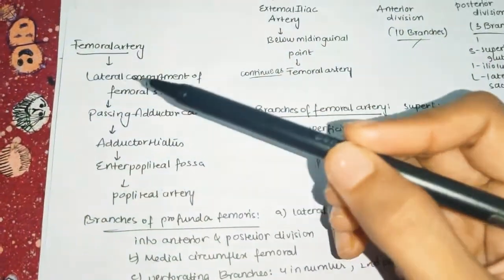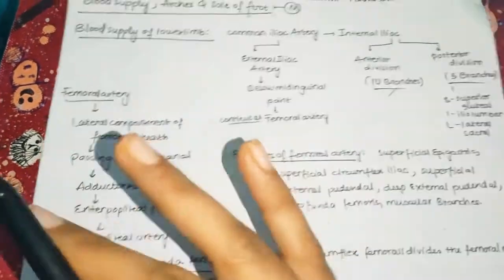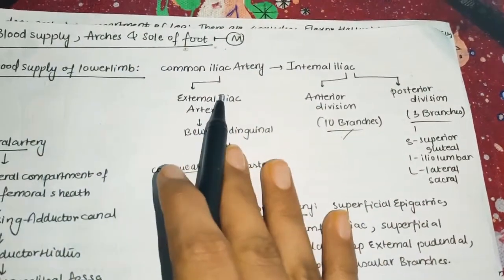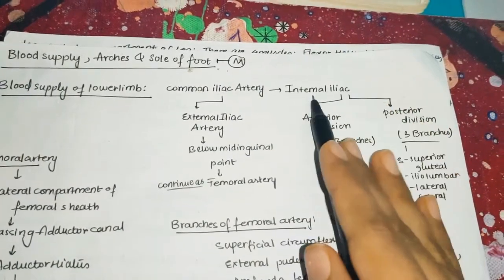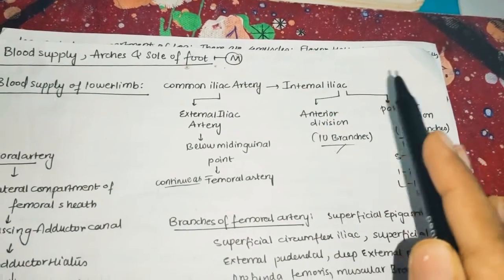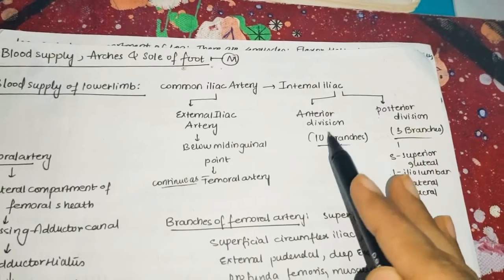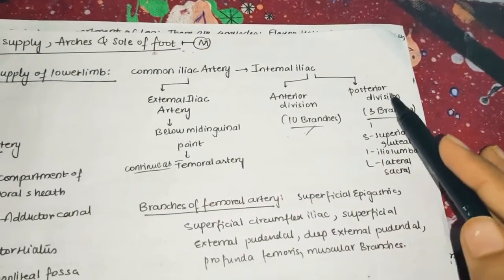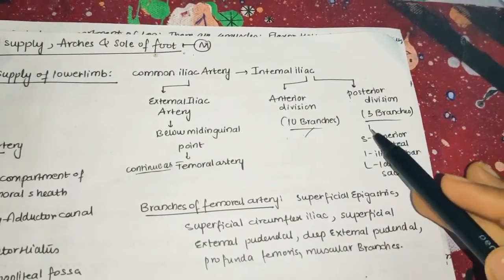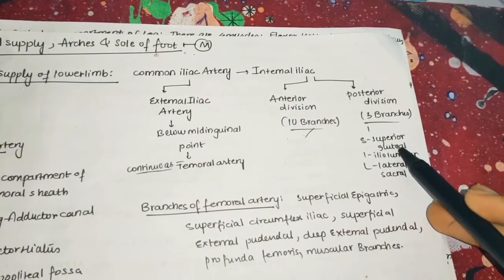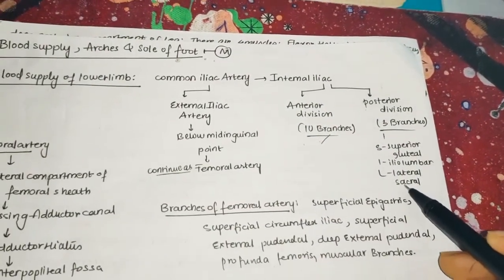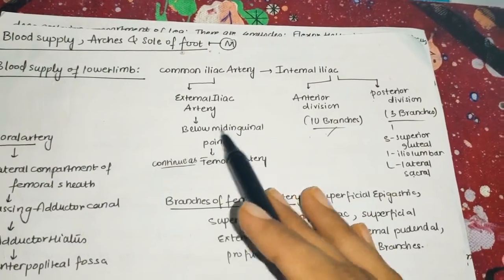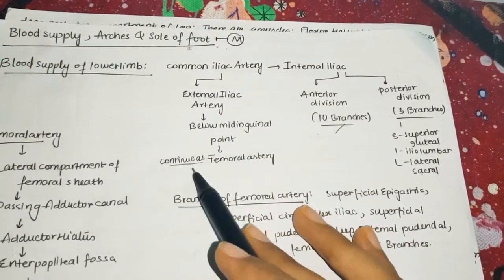Now let us see about the femoral artery. Once again, let us revise this. The common iliac artery is divided into internal iliac and external iliac. Internal iliac is in turn divided into anterior division and posterior division. Anterior division has 10 branches, posterior division has 3 branches. The 3 branches are SIL: S for superior gluteal artery, I for iliolumbar artery, L for lateral sacral artery. Coming to the external iliac artery, below the mid-inguinal point, it continues as the femoral artery.